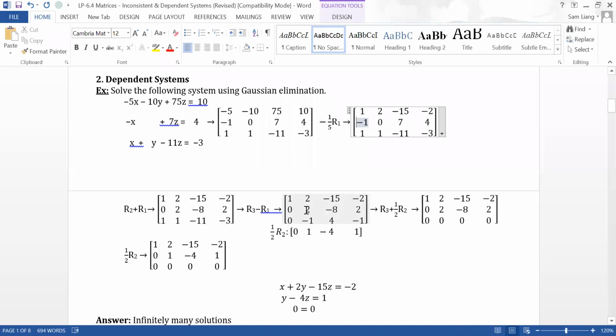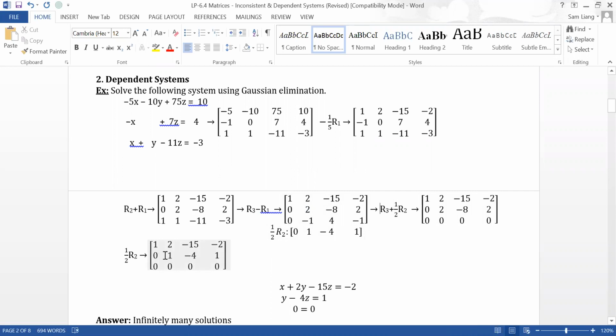At this point, you can also do 1/2 R2 first and then add, but I decided to do R3 plus 1/2 R2 in this case. Either way is fine. 1/2 R2 is going to be 0, 1, -4, and 1. I'm going to add that to row 3. So 0 plus 0 is 0, -1 plus 1 is 0, 4 plus -4 is 0, and -1 plus 1 is 0 also. Lastly, I did 1/2 R2 to get it in row echelon form.